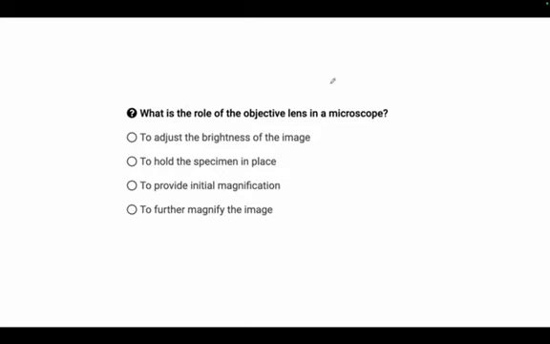What is the role of the objective lens? So the objective lens is the lens which is present above the sample. What it's going to do is collect the light from the sample, magnify it, and then bring it to the eyepiece. So the role of the objective lens is to provide the initial magnification that we get for our sample.